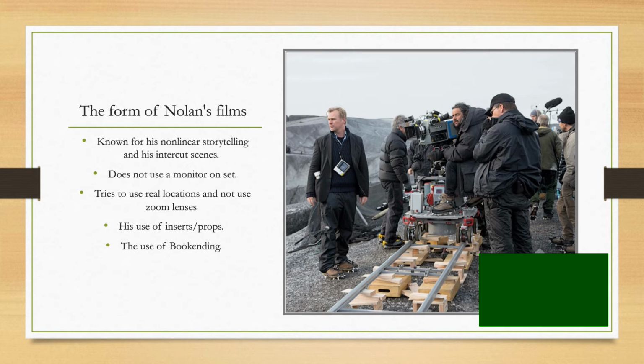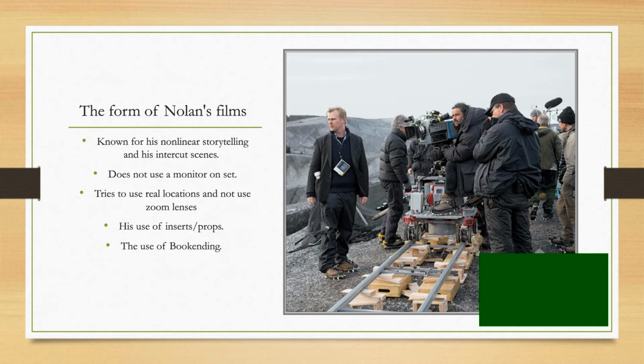Christopher Nolan does not use a monitor on set. He wants to be by the camera at all times. He wants to see where the camera is relative to everything in the set. He places the camera in places where the audience is very closely aligned with the character's points of view.